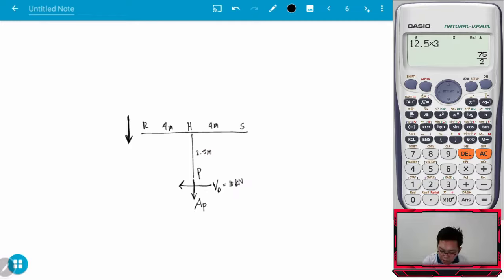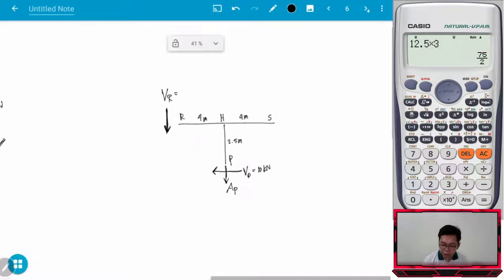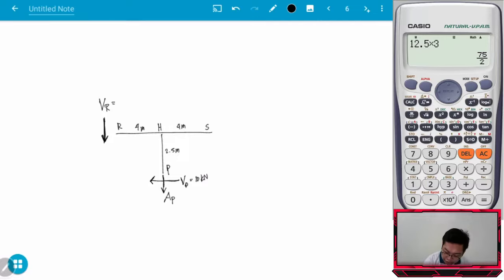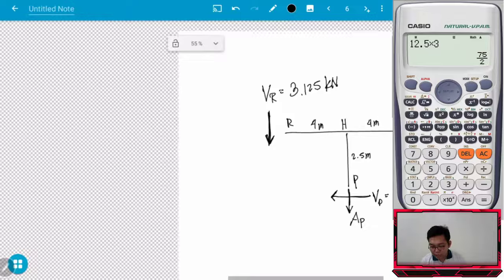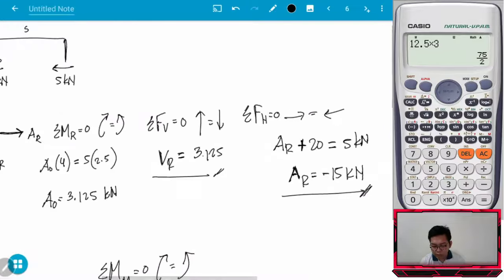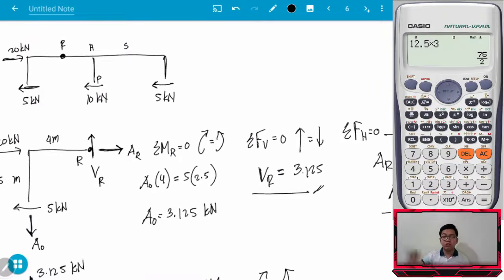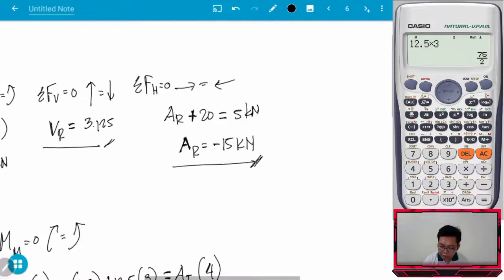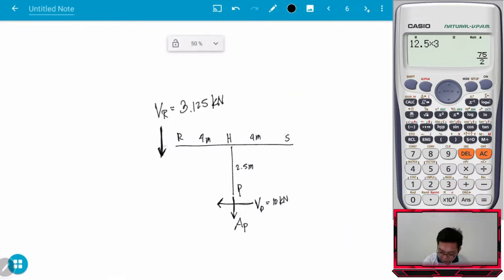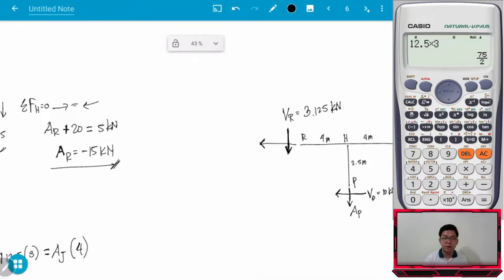Okay? So this is now my VR, which is equal to, ano nga ulit yun? 3.125, tama di ba? 3.125 kN. And then last is yung AR ko. Ang AR ko, ano yung assumption ko sa AR? To the right, di ba? So, dapat yung AR ko dito, dapat to the left na. Okay, so ito, meron na siyang to the left na. With a value of, dapat stick kayo sa value ninyo, na negative 15. Importante yan, ha? Na negative 15. So, negative 15.